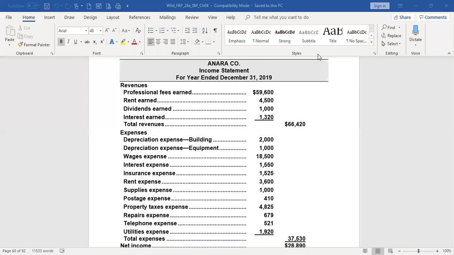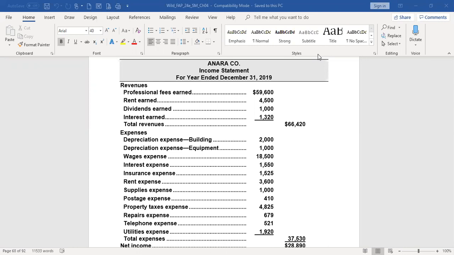Okay, guys, in chapter 4, you were to work on problem 4-4B, and this is on page 160 of your book. So we're looking at the adjusted trial balance for Anera Company as of December 31st. Anera invested $40,000 cash in the business during the year. The credit balance you see on this adjusted trial balance was the balance from December 31st, 2018.